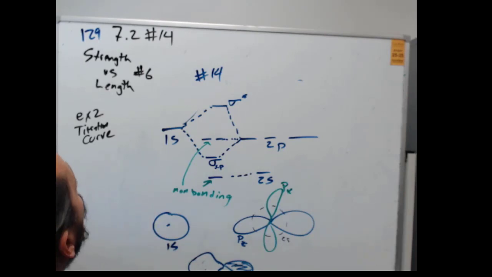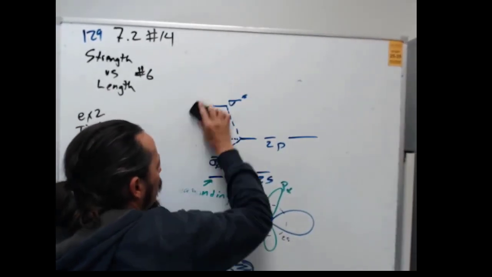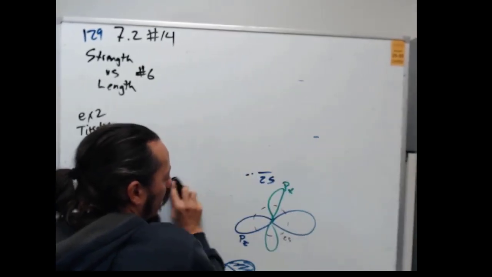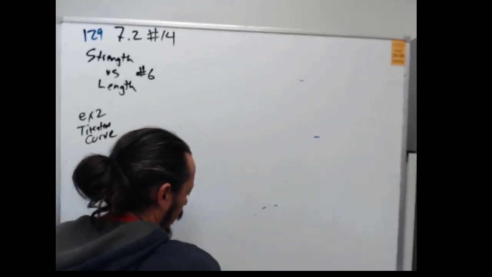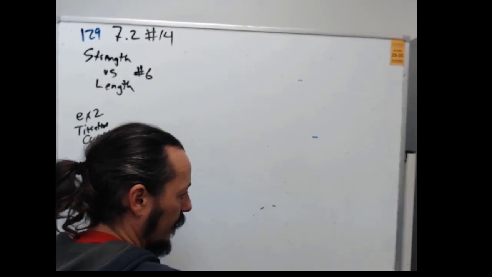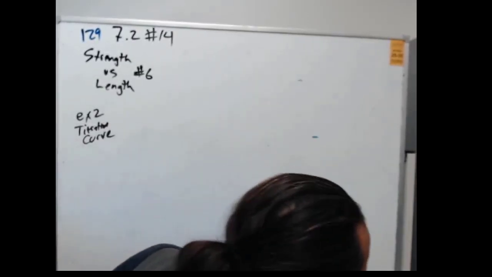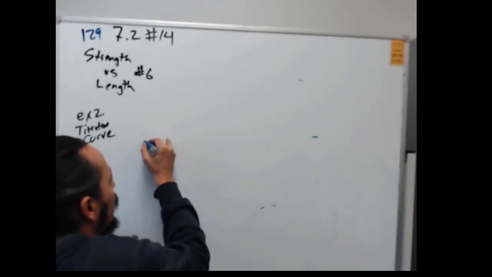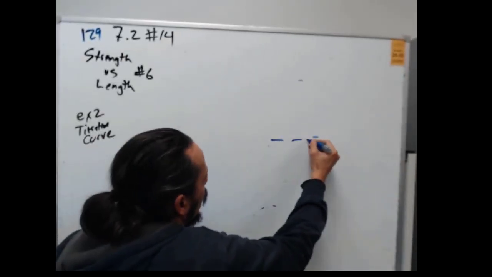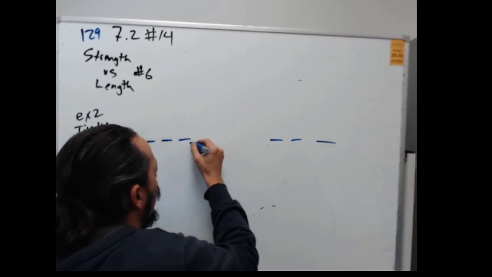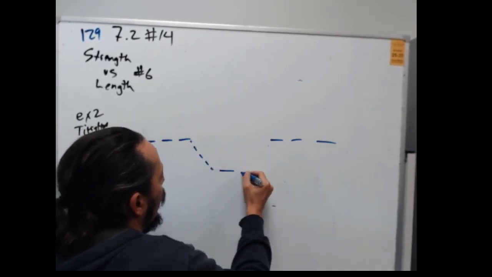Okay, so if we look at number 6, what is number 6? It's just like a basic MO diagram for F2. The only part that really confused me, I figured out all the electron parts, was the effect on bond strength.